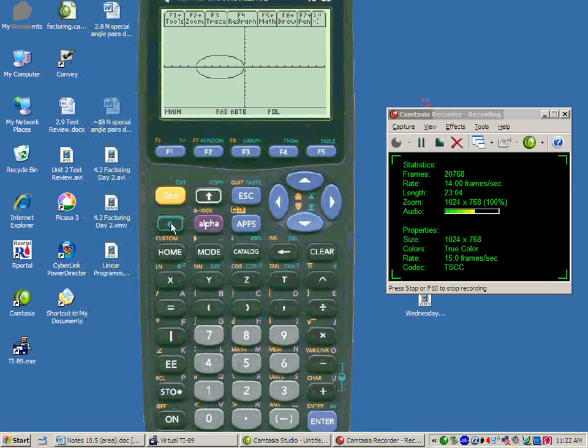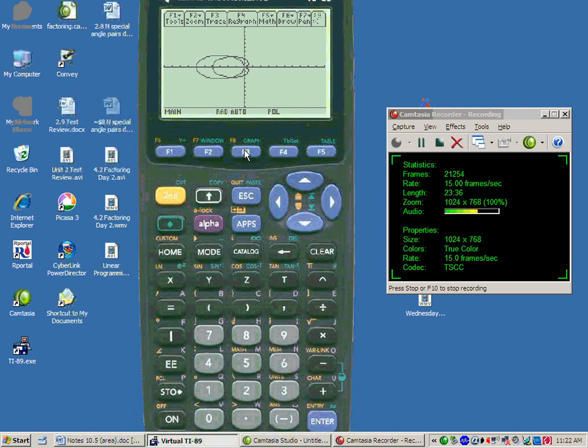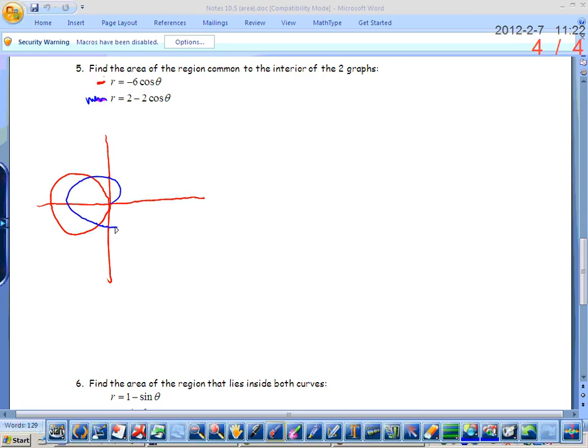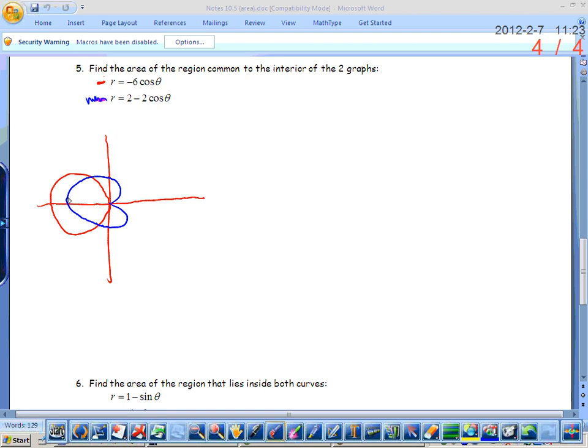All right, so I'm going to use a red pen to graph this circle. And now I'm going to add the other equation onto my calculator. The second one is kind of a sideways heart, which is appropriate now that we're near Valentine's Day. All right, and then I want to find the area that's common to the interior of both of them. So in here. And once again, these are perfectly symmetrical, so I'm actually just going to find the area that's common to the top half right there, and then multiply that times 2.